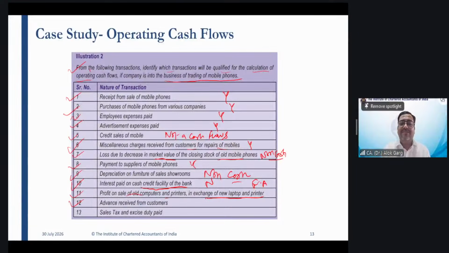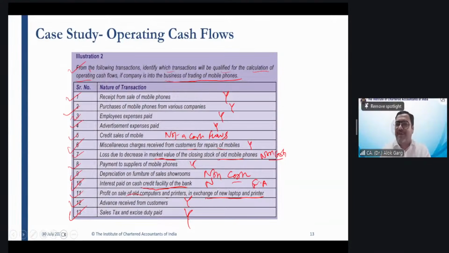Item 12, advance receipt from customer. Advance receipt from customer is operational, right? It relates to the customer, so it is an operating activity. Sales tax and excise duty paid: operating, investing, financing? Operating activity, okay? So these are the operating cash flows.